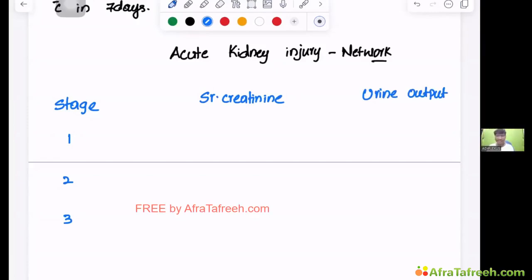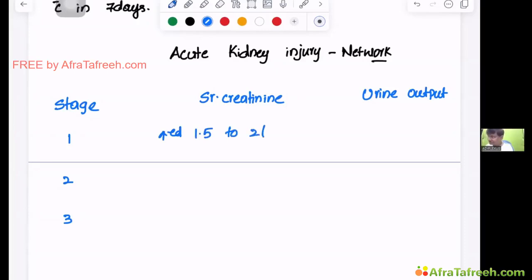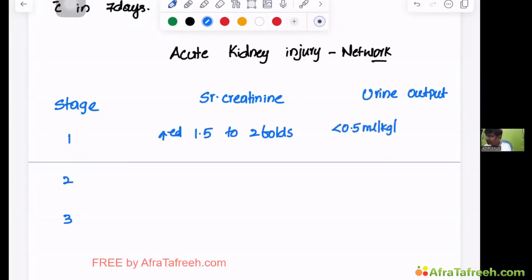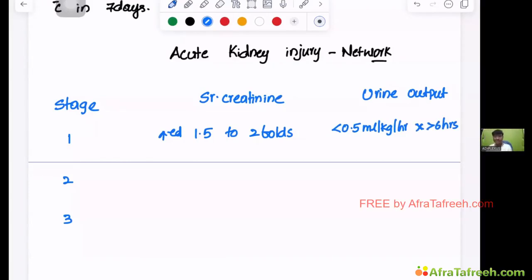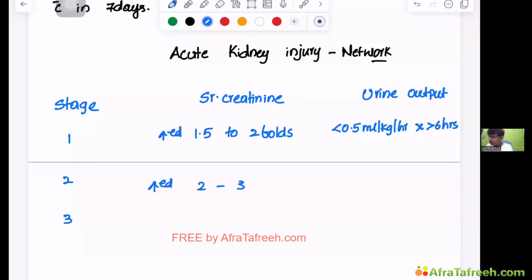Now, the serum creatinine in stage 1 should be increased 1.5 to 2 folds. The urine output will be less than 0.5 ml per kg per hour for nearly 6 hours. Whereas in stage 2, definitely the increase in creatinine will be more. So it is 1.5 to 2 folds in stage 1, whereas in stage 2 it is increased to 2 to 3 folds.